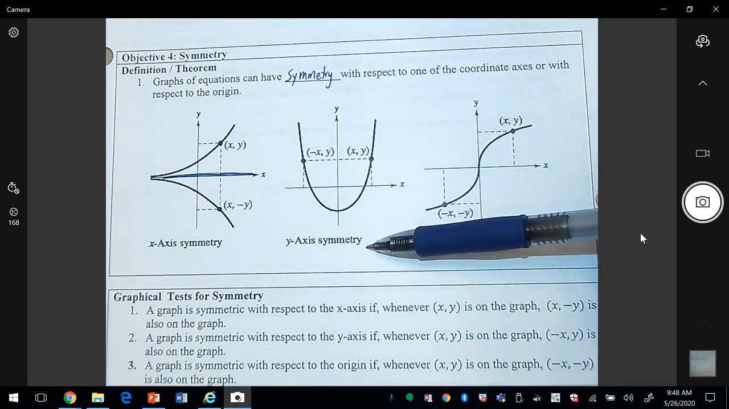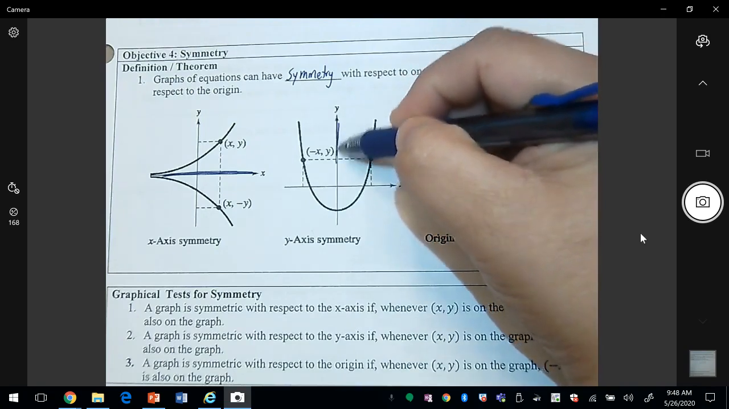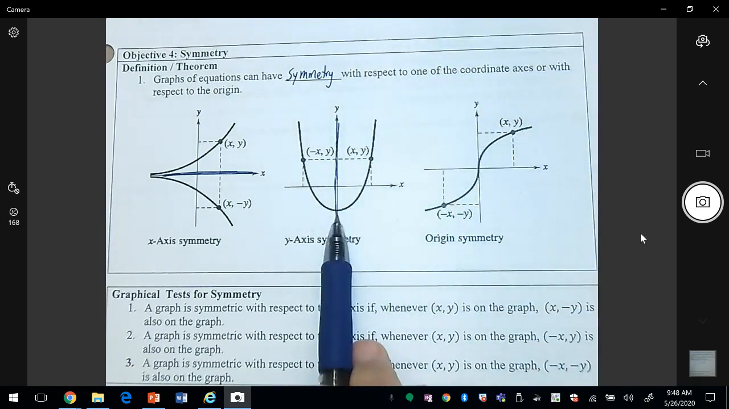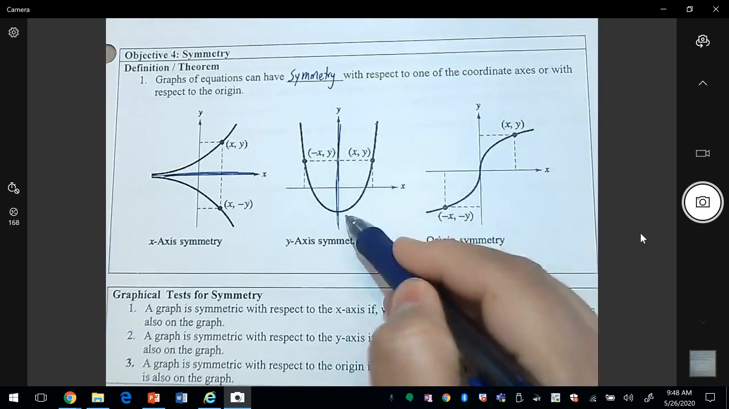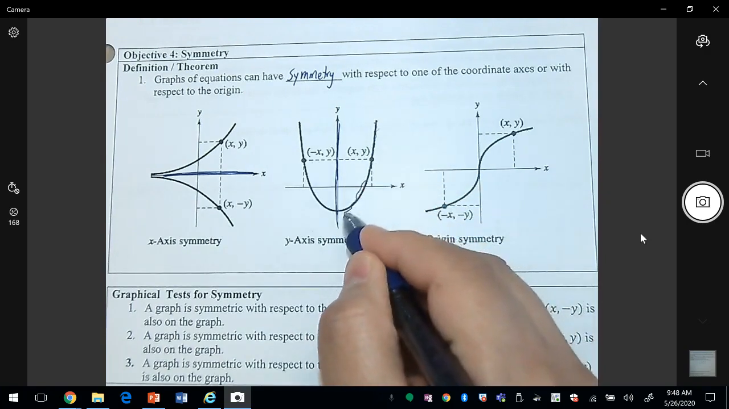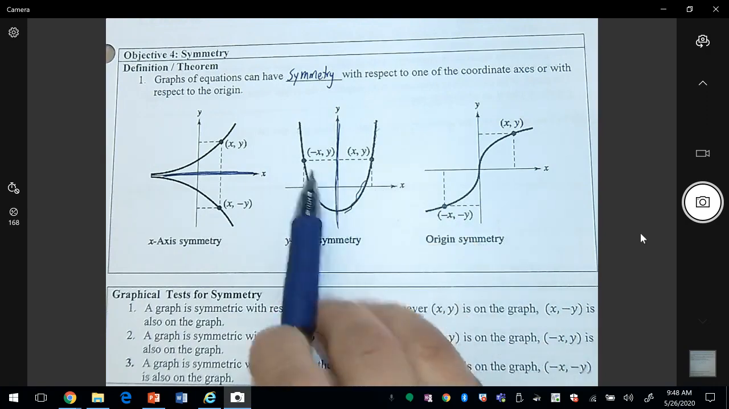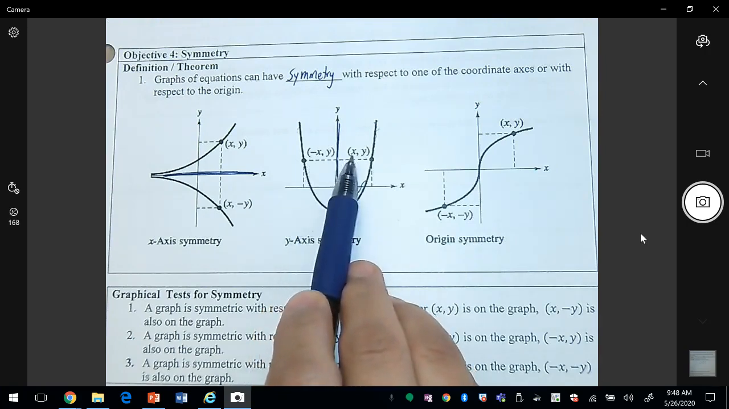A graph can also have y-axis symmetry. And this is our y-axis right here. So with this axis symmetry, y-axis symmetry, this part of the graph, if I fold it the long way, will land, so this part will land on top of this part. And notice here in your ordered pairs that the x's are the ones that are switching opposite signs. The y remains the same.